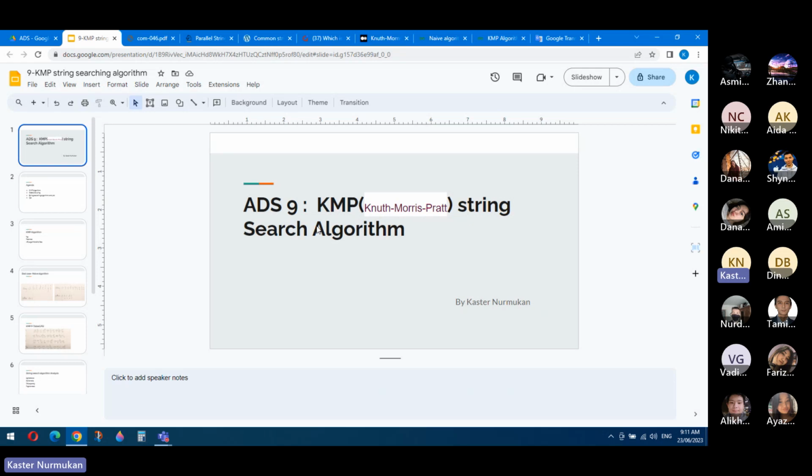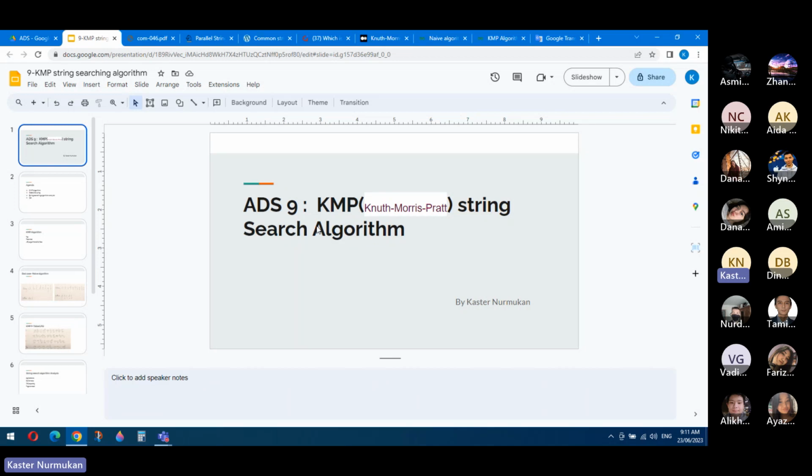Of course, this is one application. Another application is trying to find plagiarism, right? If you copied or cheated from somewhere else, then you need to measure how much similarity there is between the two articles. So that's a real application of the string searching algorithm.